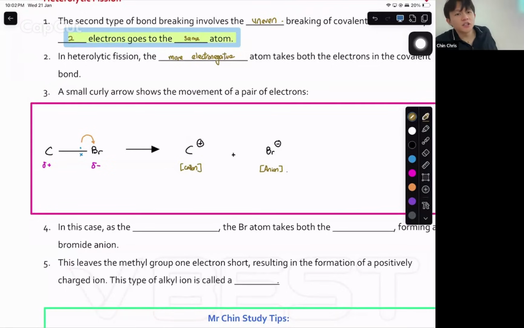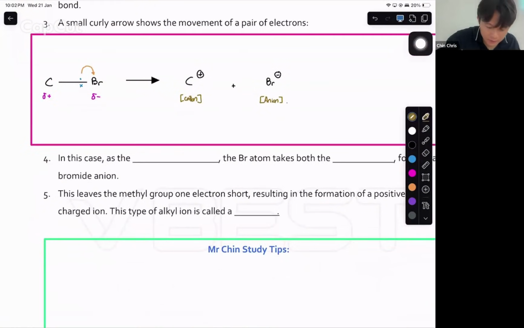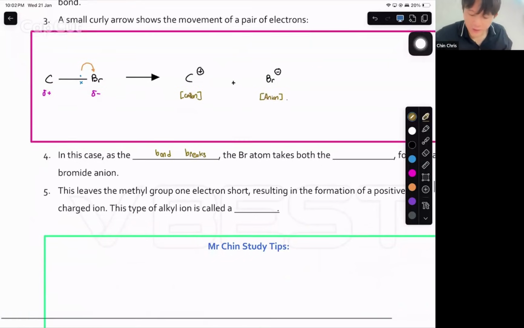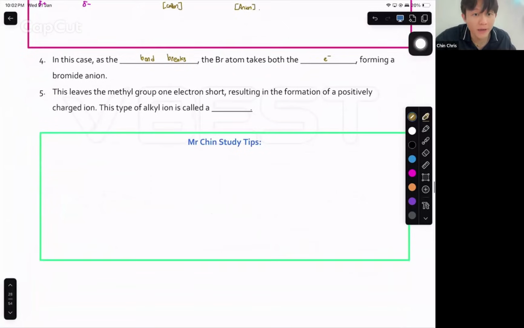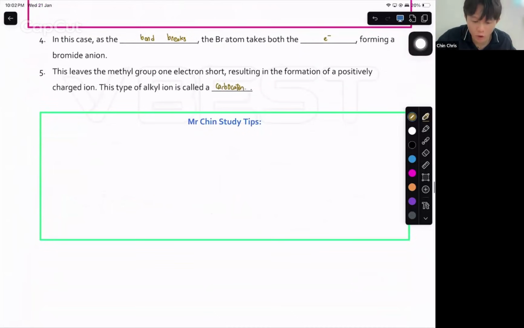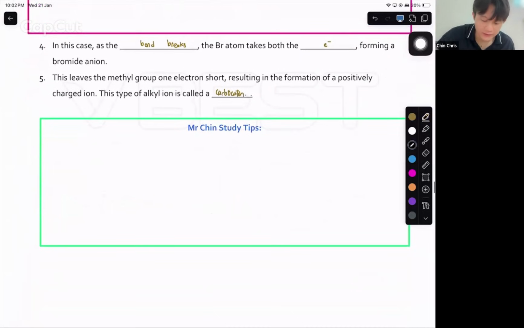All right, guys, now let's continue. In this case, as the bond breaks, the Br atom will take both the electrons away, forming a bromide ion. And this type of cation, for example, if you have an alkyl cation, we call it a carbocation. That's it.